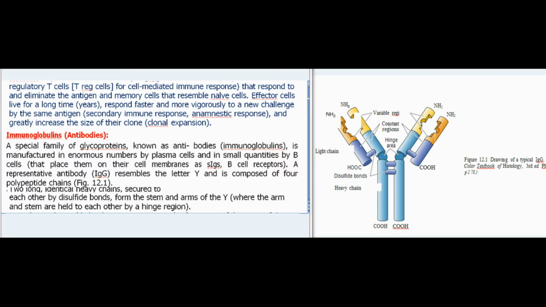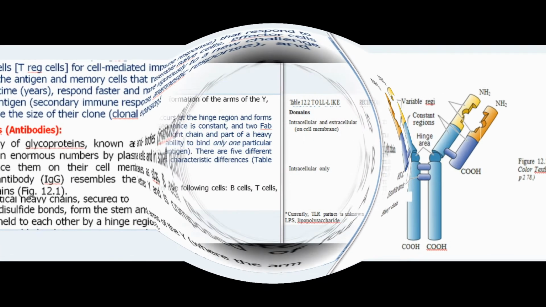Immunoglobulins (antibodies), a special family of glycoproteins, are manufactured in enormous numbers by plasma cells and in small quantities by B cells, which place them on their cell membranes as SIGs, B cell receptors. A representative antibody, IgG, resembles the letter Y and is composed of 4 polypeptide chains, Fig 12.1. Two long, identical heavy chains, secured to each other by disulfide bonds, form the stem and arms of the Y, where the arm and stem are held to each other by a hinge region.